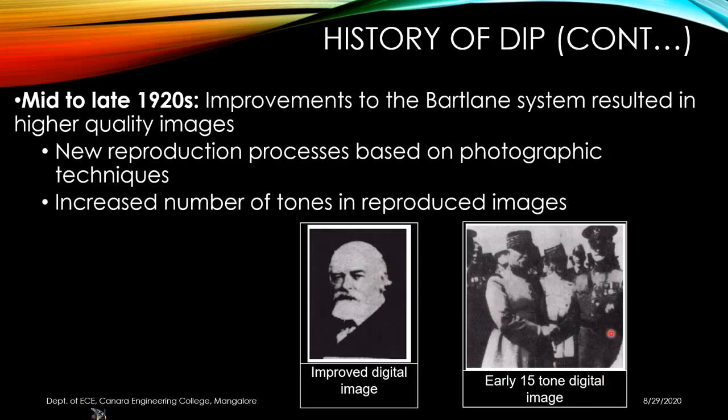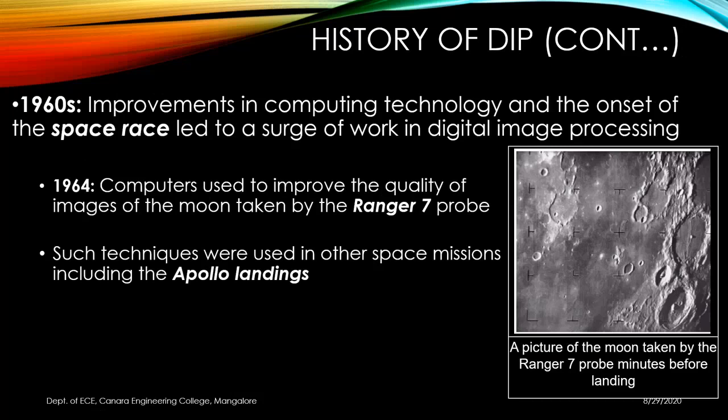And by the 1960s, improvement in computing technology and the onset of the space race between the US and USSR led to a surge of work in digital image processing. They were sending satellites, there was a space race, and images are the best gift from the satellites to the humans who sent them. So you had to innovate. You cannot get the analog signals from there. So computing technology was already evolving, and they improvised on it, and they developed this digital imaging technology for space applications.